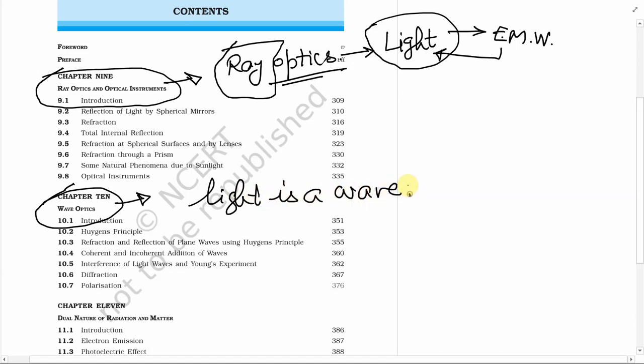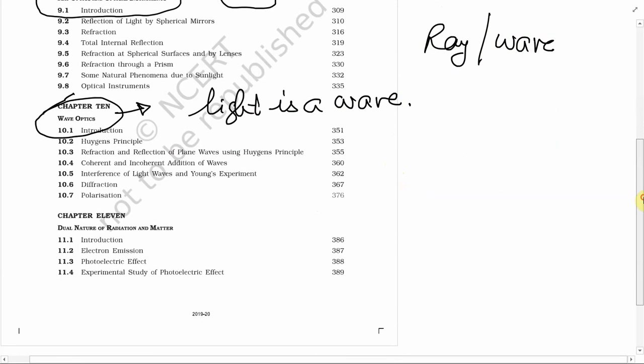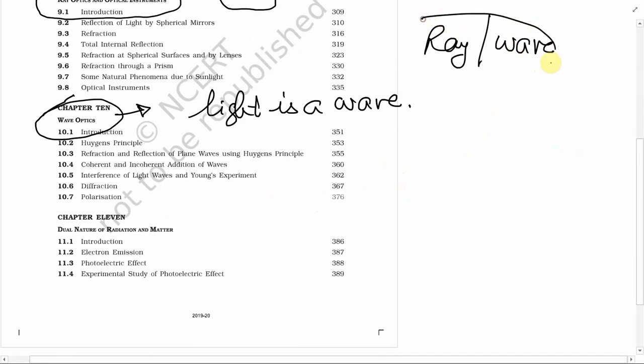So it means light may have two types of nature. It may behave as a ray or a wave, so there is some kind of ambiguity in the nature of light. What light is, is not sure up to this chapter. Ray optics, wave optics, still there is more to know about light. So our next chapter deals with this problem, and the next chapter is named dual nature of light.